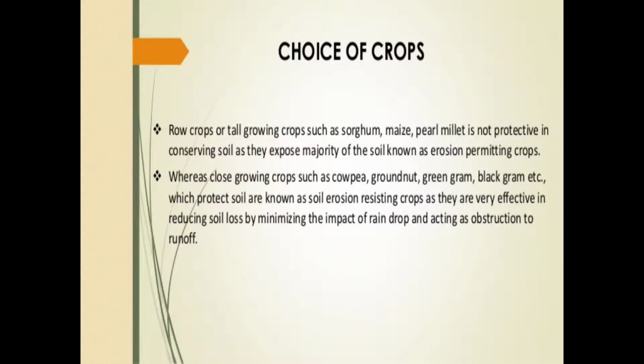These erosion resisting crops, such as cowpea, groundnut, green gram and black gram, are very effective in reducing the soil loss by minimizing the impact of raindrops, and they act as an obstruction to the runoff water. So they play a very important role in creating the obstruction to runoff, and they help to conserve the soil.